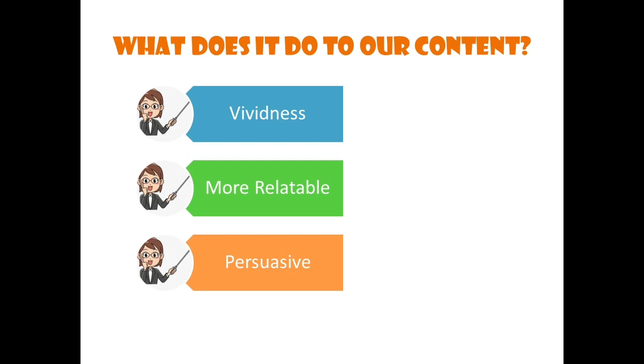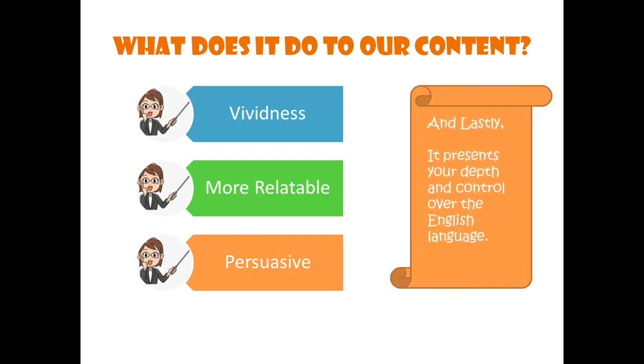For example, if you are saying a sentence that is using a little higher level of English, where the words and the vocabulary are of a higher level than a normal person uses, then if you use figurative words and figurative speech, you will be able to relate it to the normal person's concept. Now moving on to the third, it makes things persuasive. And lastly, it not only provides these three things, but it also presents your depth and your control over the English language. So it becomes a really important concept that you need to overpower.